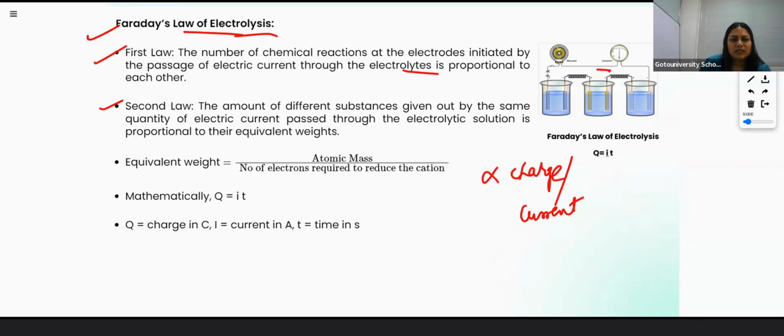Now the second law states that the amount of different substances given out by the same quantity of electric current passed through an electrolytic solution is proportional to their equivalent weights, right?